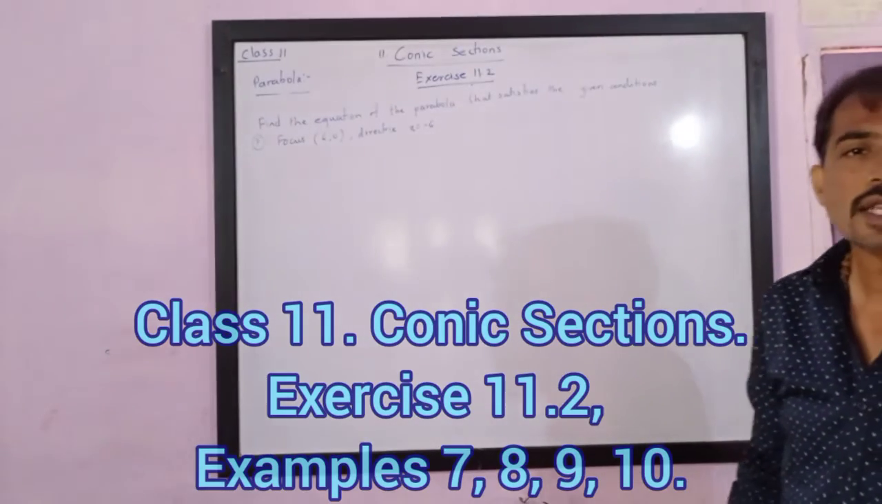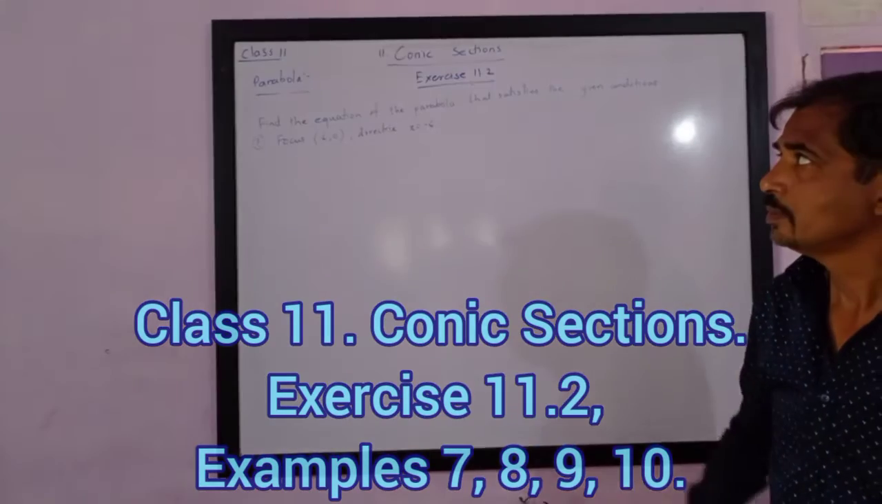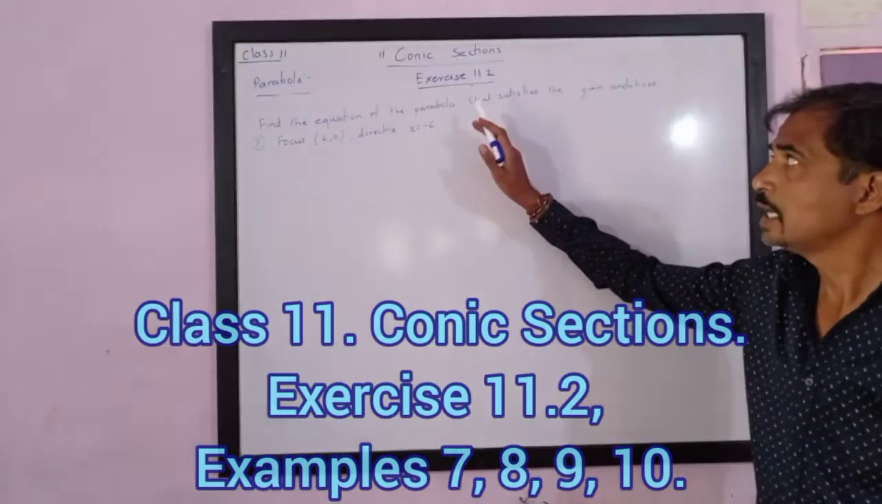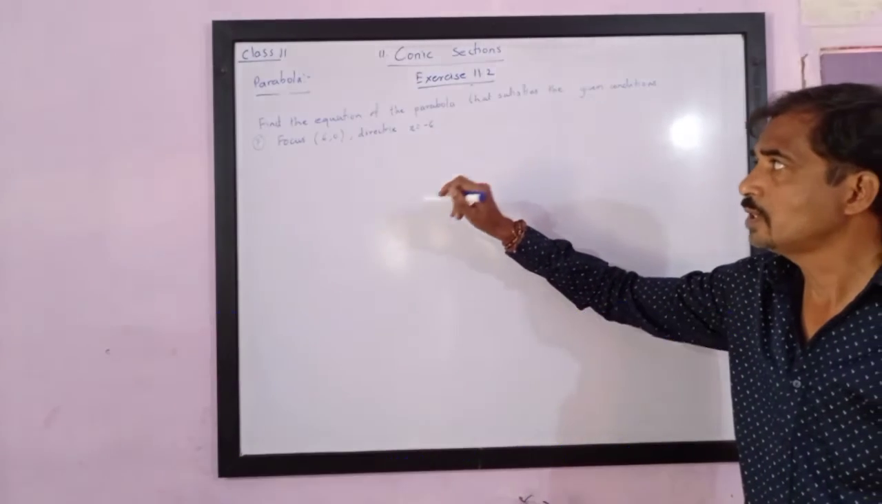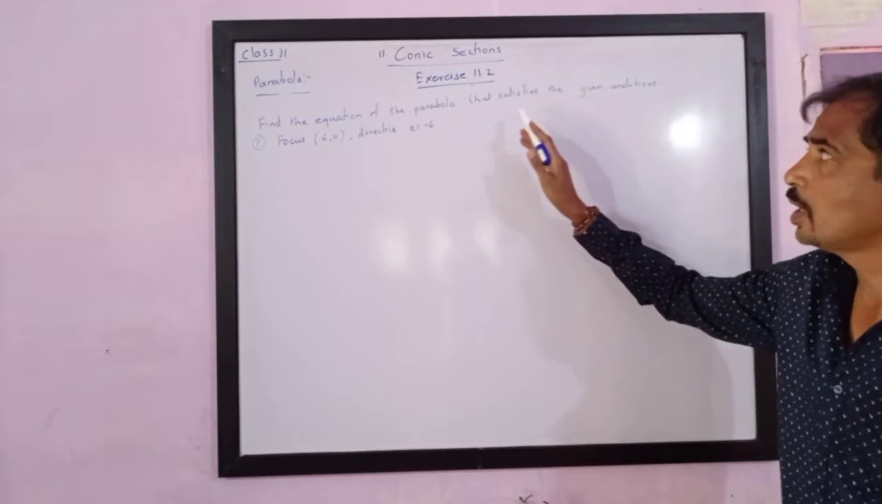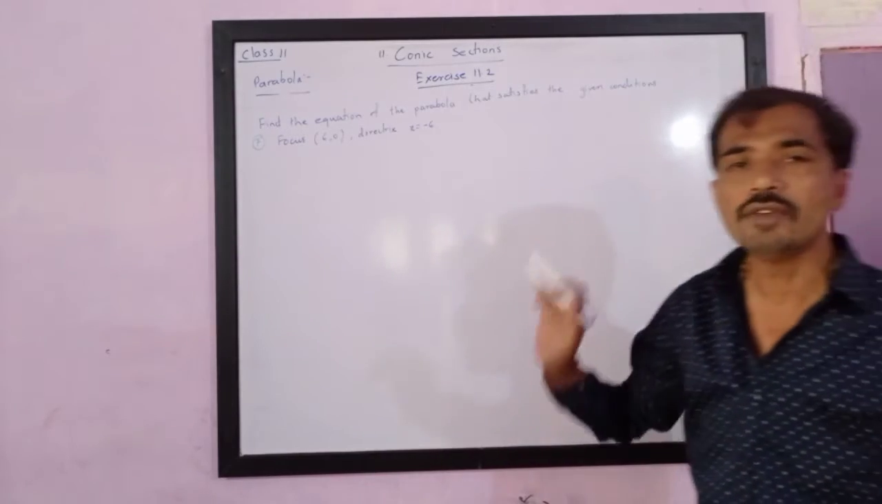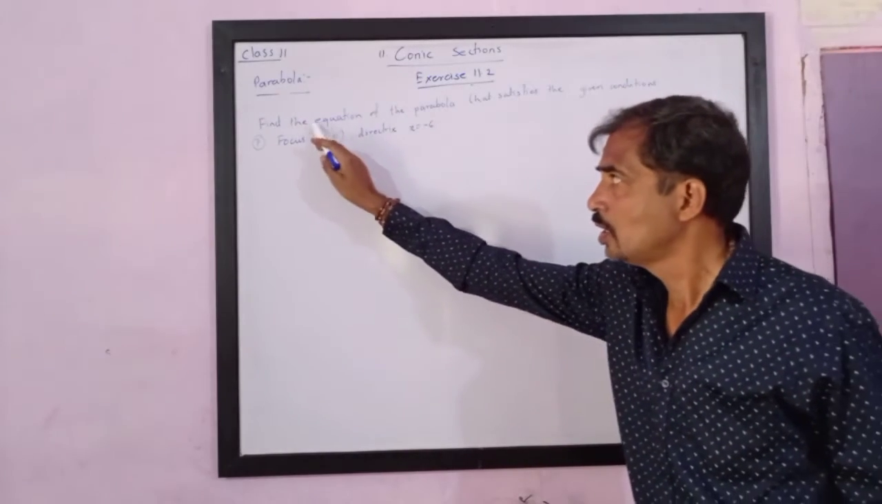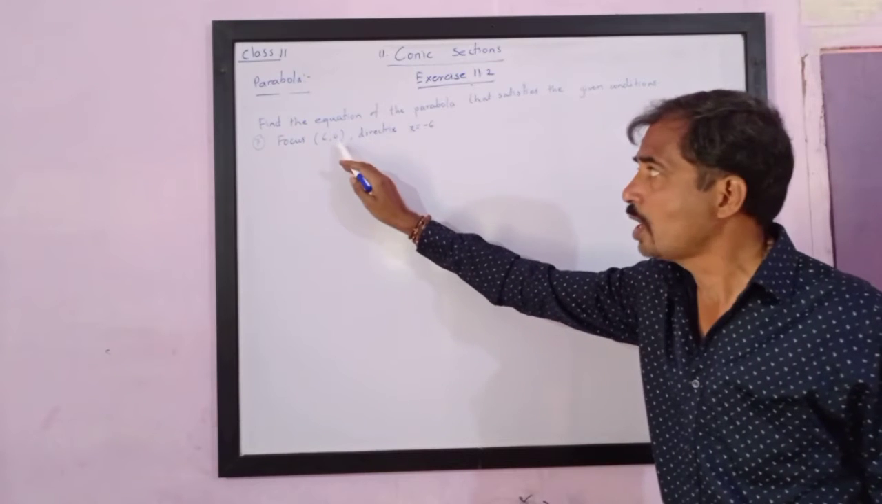Dear friends, in class 11 we are trying to understand parabola, and in exercise 11.2 we have the seventh question. Find the equation of the parabola that satisfies the given condition. We are given focus is at 6, 0. Please note here x coordinate is 6 and y coordinate is 0.